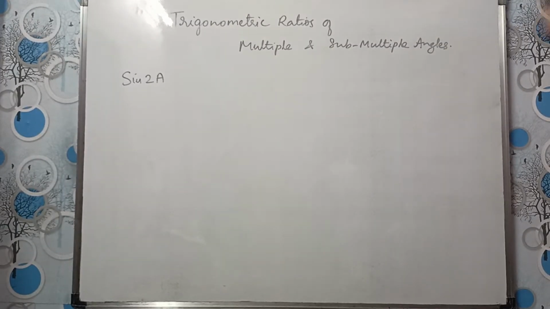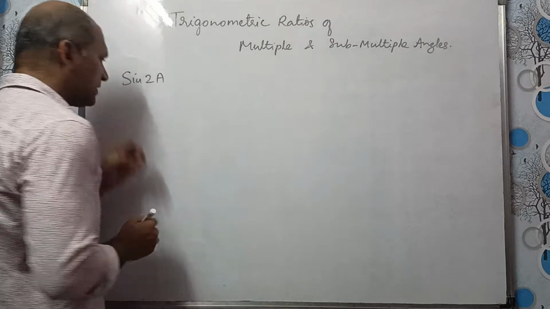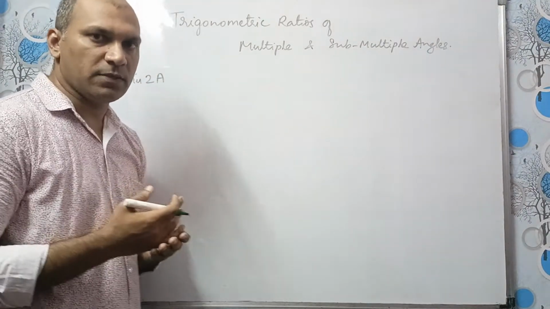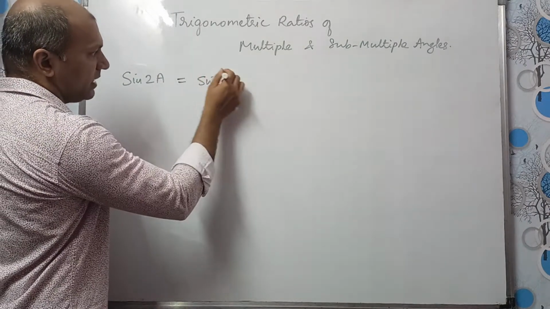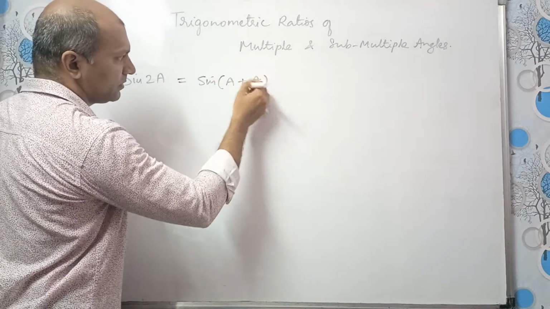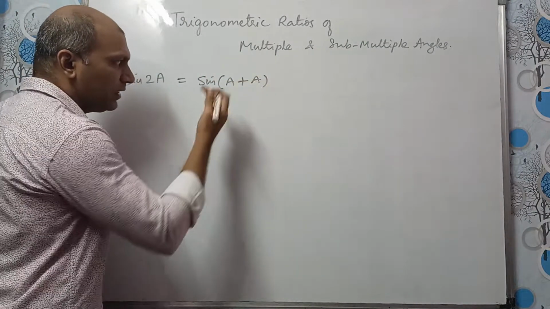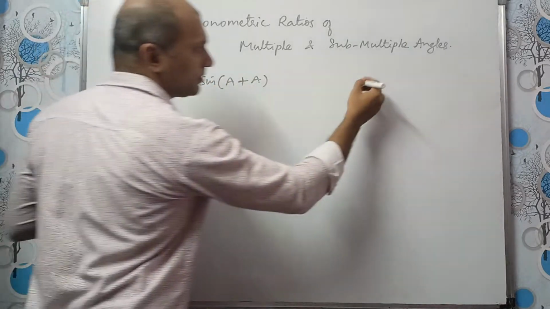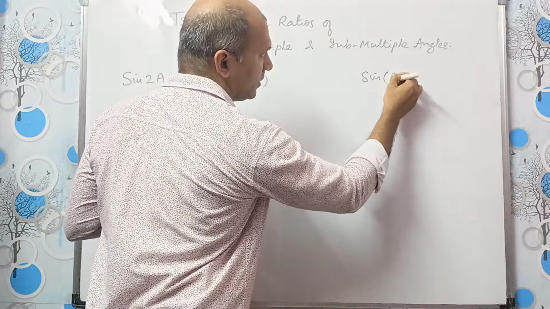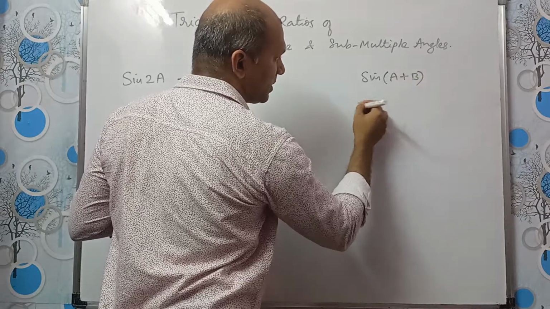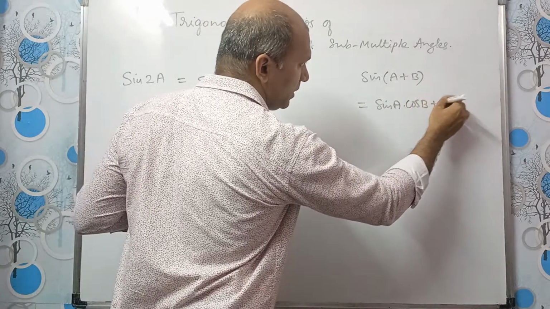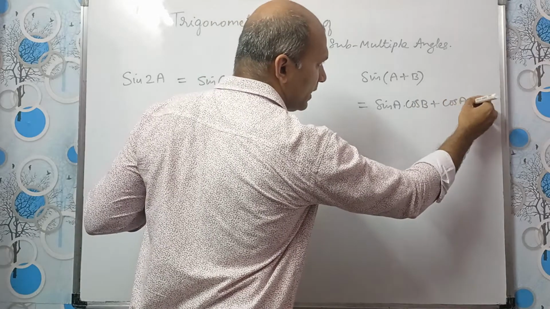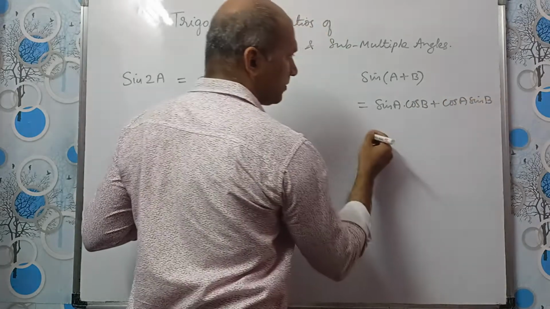Okay, first sin 2A. See, how can we write sin 2A? Sin 2A is the same as sin of A plus A, right? Okay. We can use the sin A plus B formula. See, we have studied this formula: sin A plus B is equal to sin A cos B plus cos A sin B.